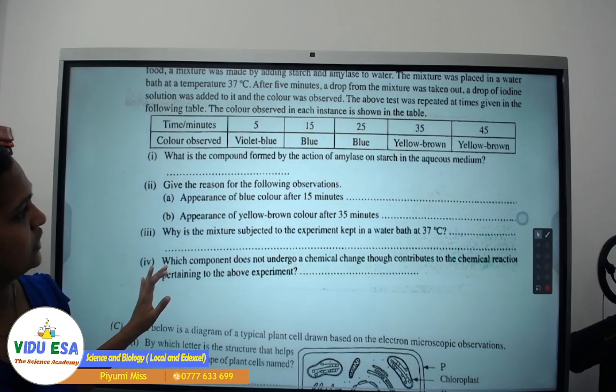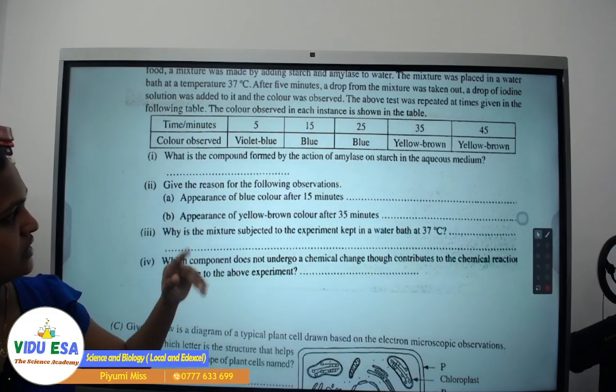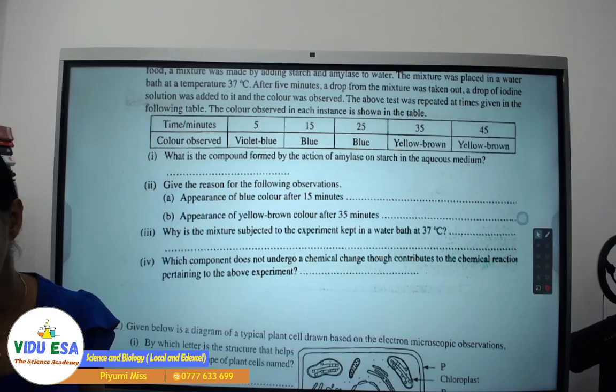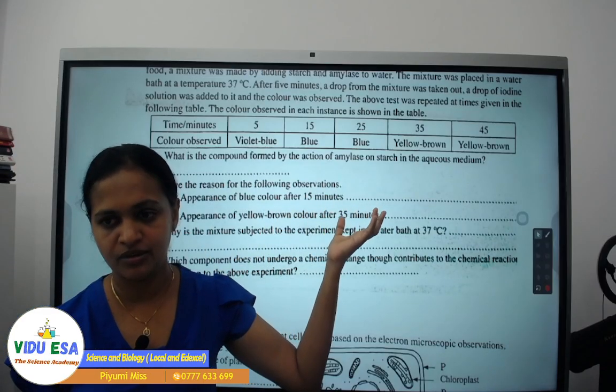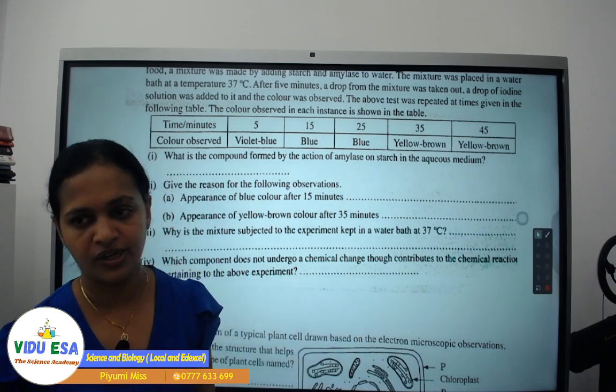Give the reason for the following observations. Appearance of blue color after 15 minutes. Blue color is due to the presence of starch. Presence of starch, 1 mark.